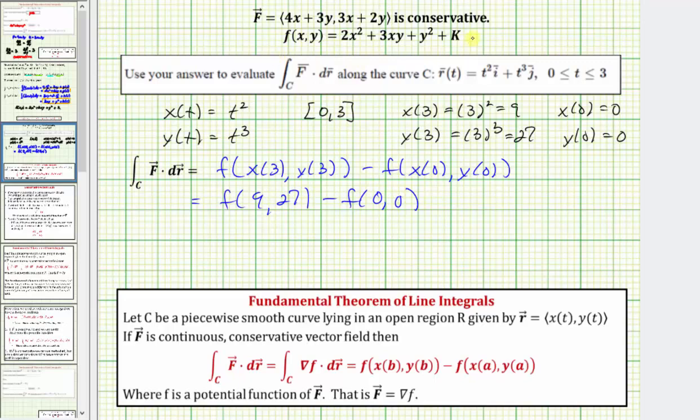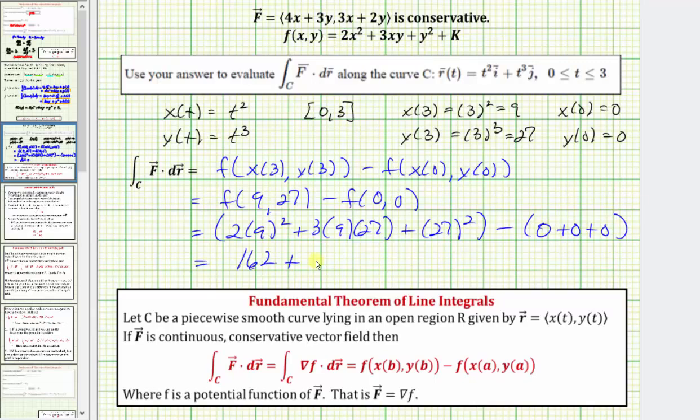So using the potential function, we would have 2 times 9 squared plus 3 times 9 times 27 plus 27 squared, and then minus, when both x and y are 0, notice how all the terms would be 0. So we'd have 0 plus 0 plus 0. Simplifying, 2 times 9 squared, that's 162, plus 3 times 9 times 27 is equal to 729, plus 27 squared is also 729, which is equal to 1,620.